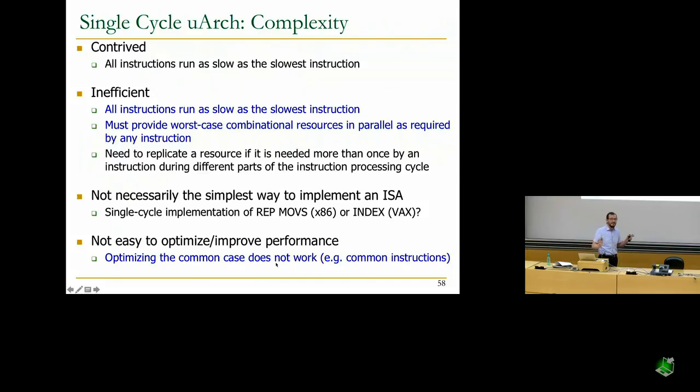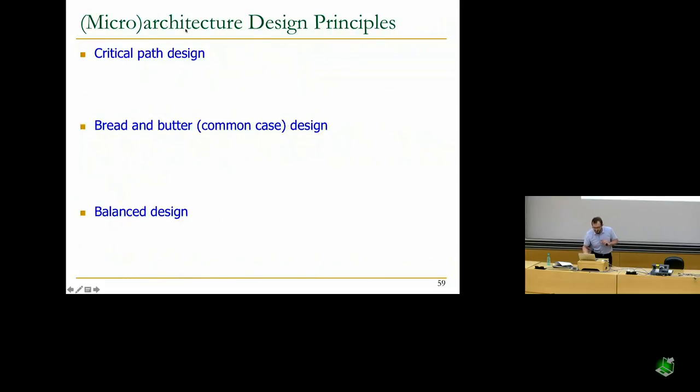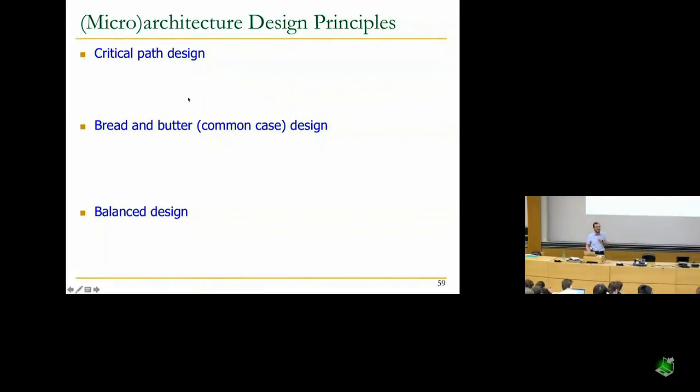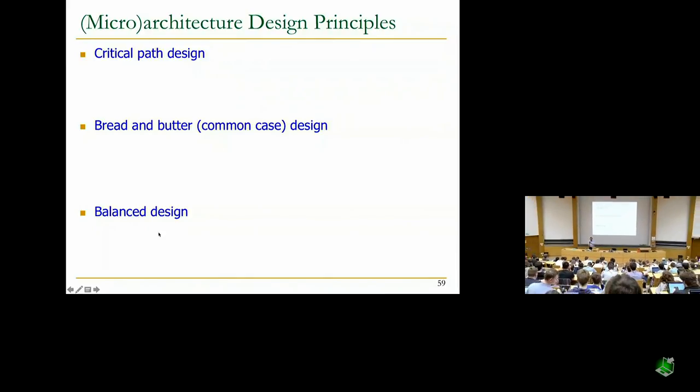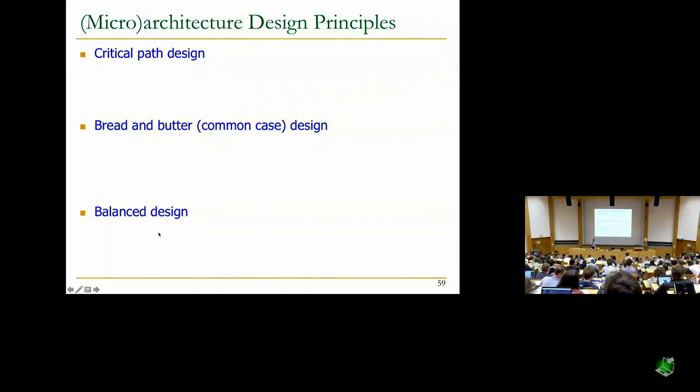But you cannot think about common instructions, right? Some instructions take long, some instructions take short. You cannot optimize the design for the common case. You have to optimize your design for the worst case instruction because you have only a single clock cycle to deal with. So you need to optimize the worst case all the time. So let me take a break over here, but we're going to talk about microarchitectural design principles and how the single cycle microarchitecture violates that. So let's take a 15-minute break. Let's be back at 2:20.